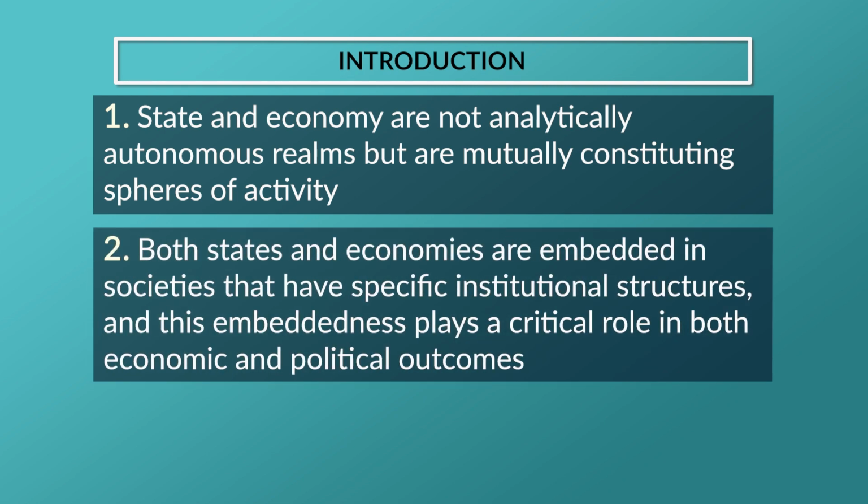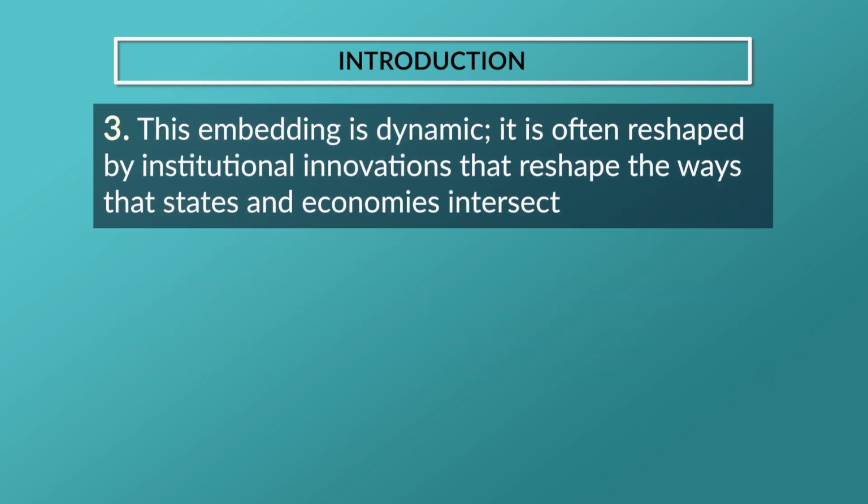Second, both states and economies are embedded in societies that have specific institutional structures, and this embeddedness plays a critical role in both economic and political life. Third, this embedding is dynamic. It is often reshaped by institutional innovations that reshape the ways the states and economies interact with each other.